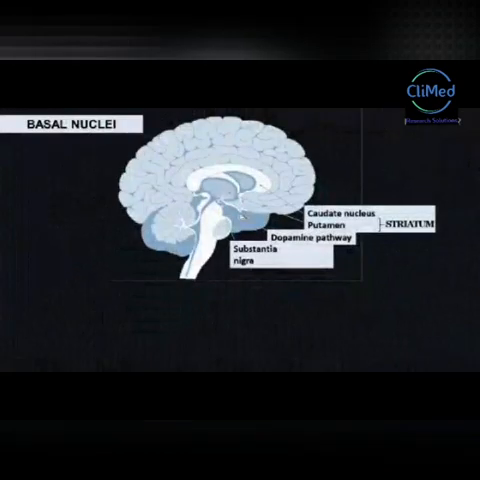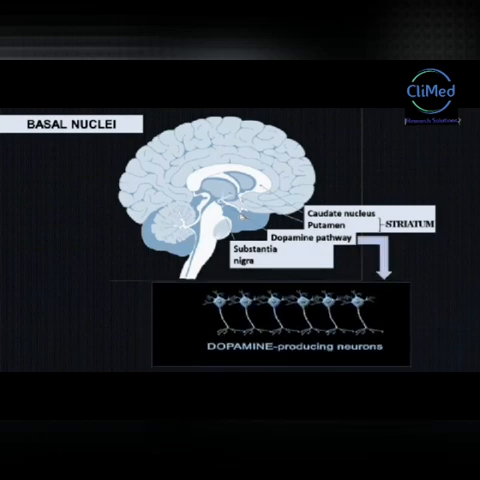Now, if you look in detail at the basal ganglia, it majorly consists of two regions: the striatum, which constitutes the caudate nucleus and putamen, and the substantia nigra. And these two regions are connected by a pathway called the dopamine pathway. It is called a dopamine pathway because this particular pathway consists of many neurons which release a chemical called dopamine, which is also called a neurotransmitter.